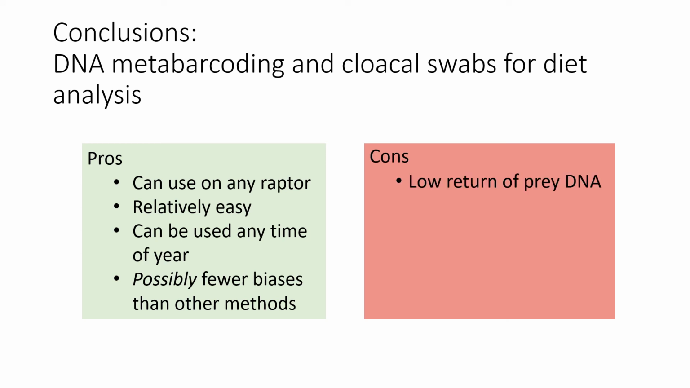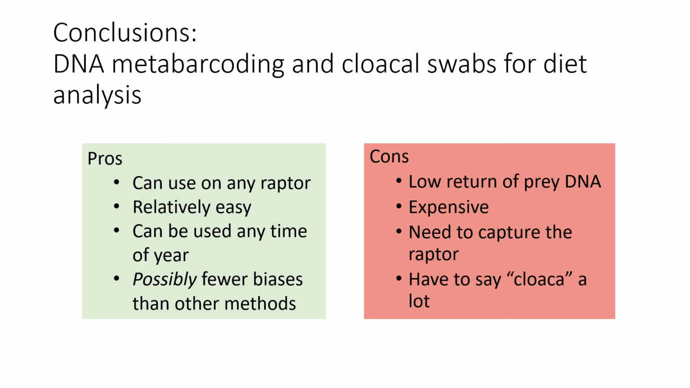For the cons, the main drawback is that we had a very low return of prey DNA on the cloacal swabs. So if you want to be able to say something about the diet of a species, you have to swab a lot of cloacas. And DNA metabarcoding is expensive. Another drawback is that you need to capture a raptor. Now I want to emphasize no raptors were harmed in the making of this project, but I'm including this as a con because some species of raptors are very difficult to catch, and if you can't catch it, you can't swab it. And finally, you have to say cloacal a lot.